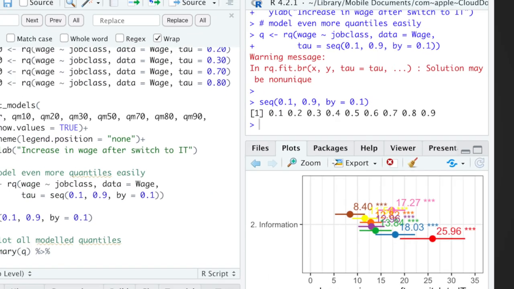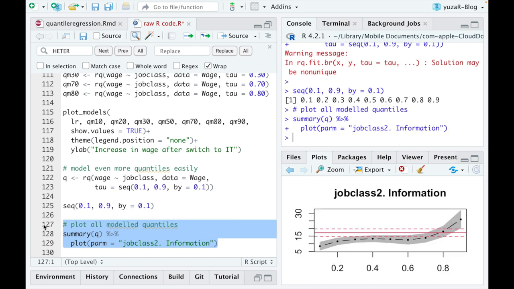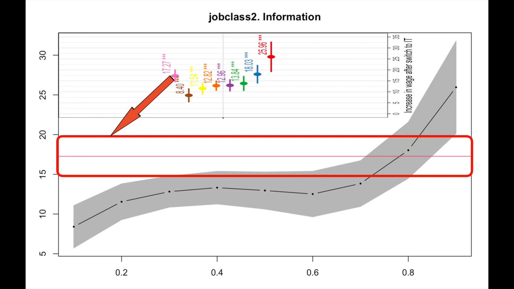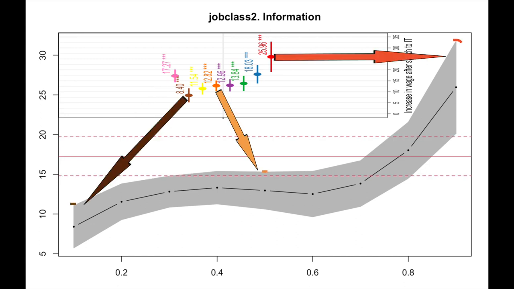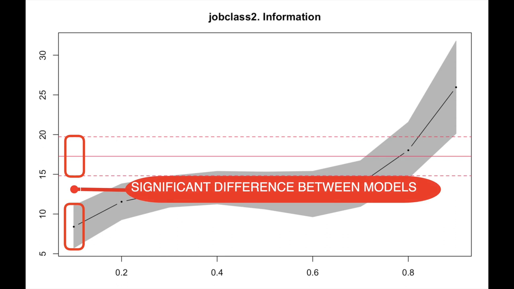Plotting the summary of our model uncovers how switching to IT affects the entire conditional distribution of salaries. The red lines show the mean effect with confidence intervals estimated by linear regression, while shaded gray area shows confidence intervals for the quantile regression estimates. The non-overlapping confidence intervals between quantile and linear regression can be seen as significant difference between models.